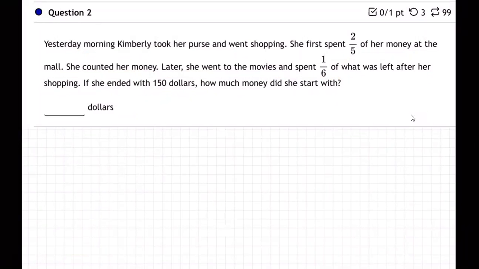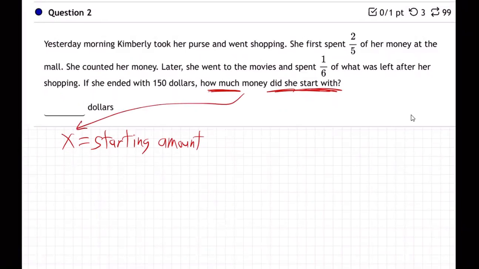That's an interesting question. Let's let S be, well, my S's look like fives. I'm just going to go with an X here. Starting amount, because that's what they're asking us for, right? How much did she start with? So I'm just going to call that X. Whatever they want to know, just let that be your X or whatever letter you prefer. So X is the starting amount.